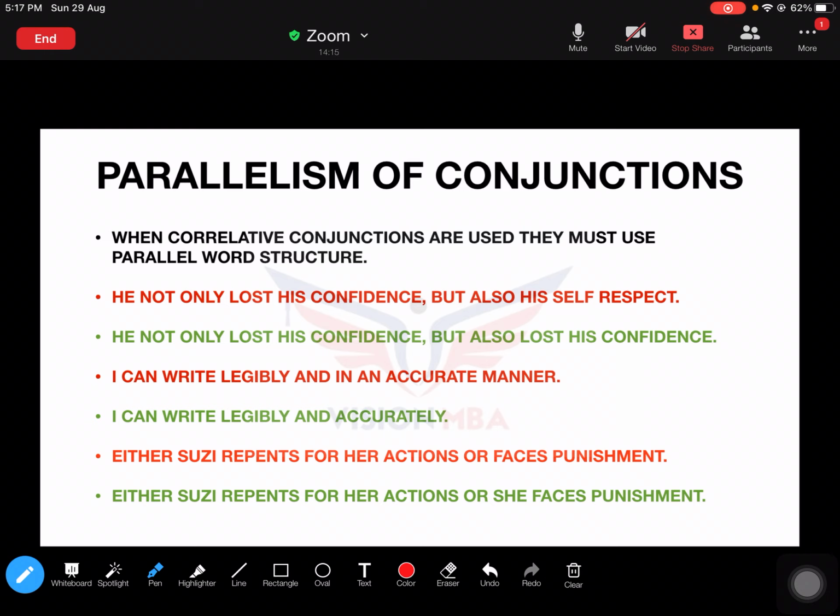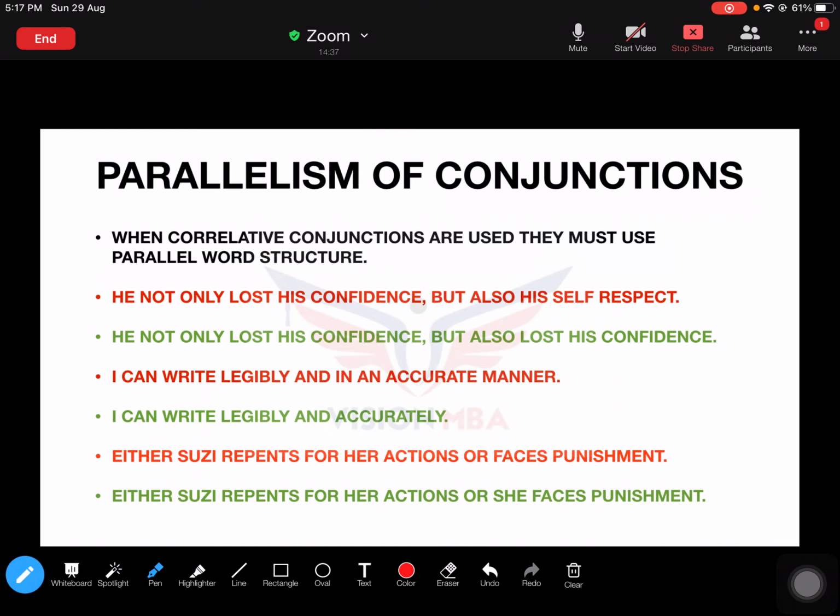Conjunctions. When correlative conjunctions. Now, what is a correlative conjunction? Now, guys, there are different types of conjunctions, okay? Correlative, coordinating, whatever. But let's not get into that. Just simply focus on conjunctions. Conjunction is a word that joins two words or two sentences. When correlative conjunctions are used, they must act in a parallel word structure.